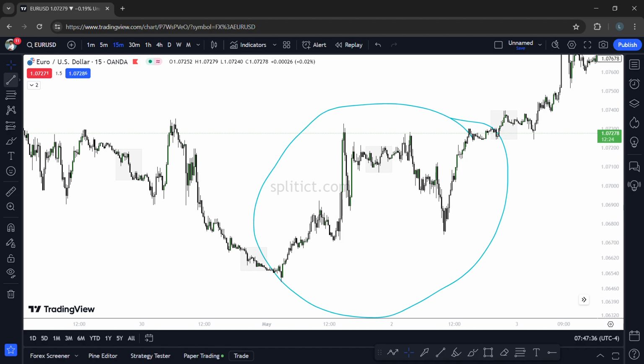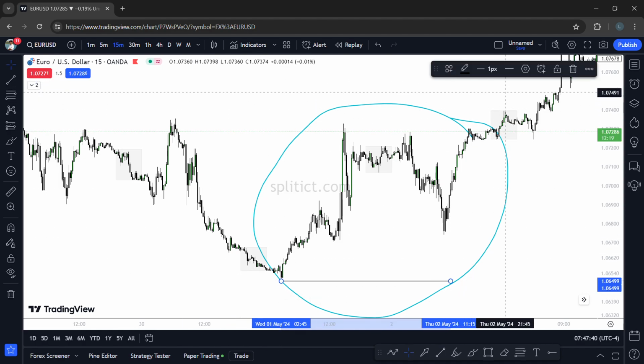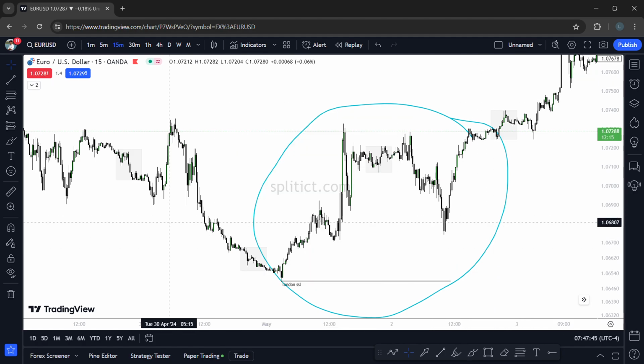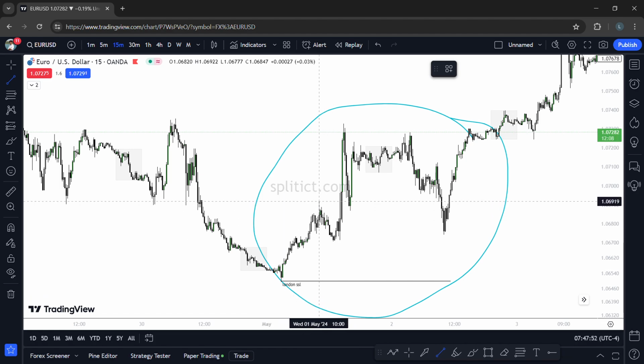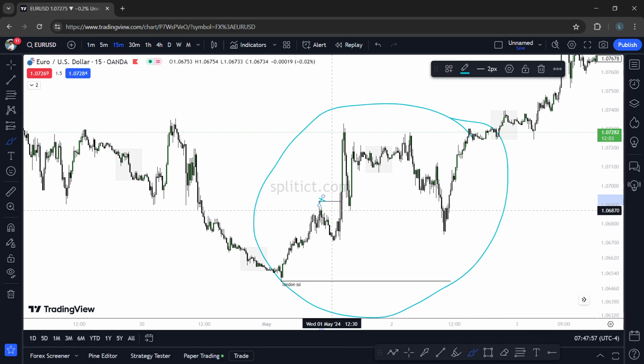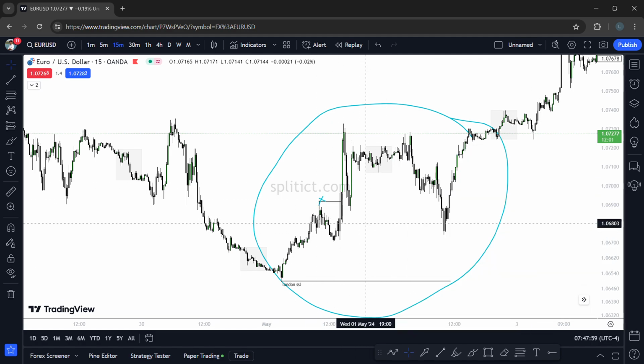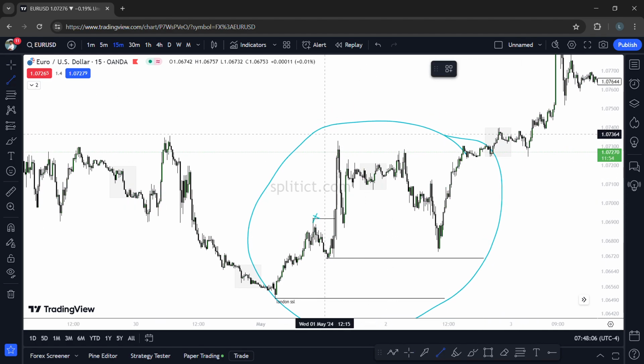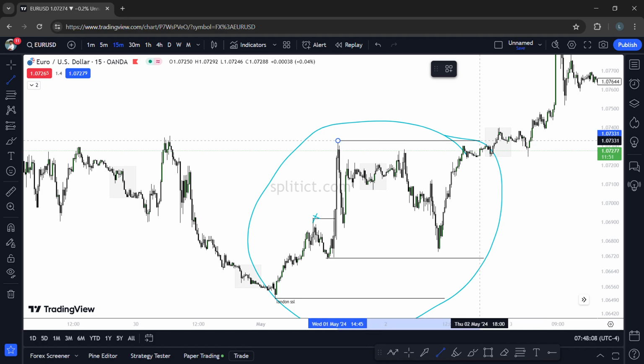So the basic ritual, this is the London raid sell side, London SSL, London sell side liquidity. The London buy side liquidity has been swept because this is a huge move. And this is the AM session buy side liquidity, which has been swept over here. So we'll put an X mark, so it's not necessary over there. And this is the AM session sell side liquidity. And this right here, my friend, is the PM session buy side liquidity.